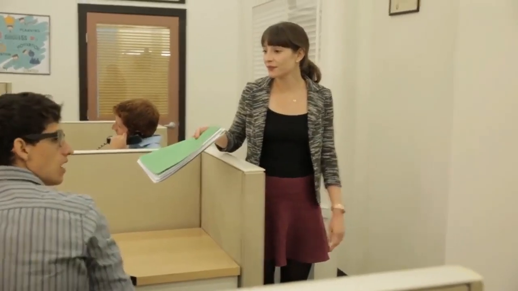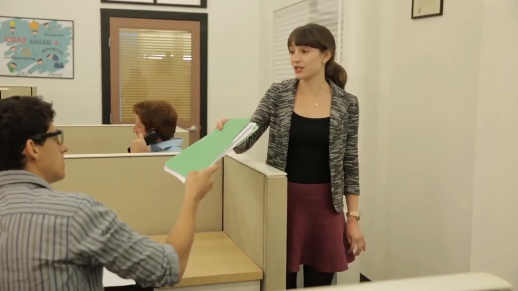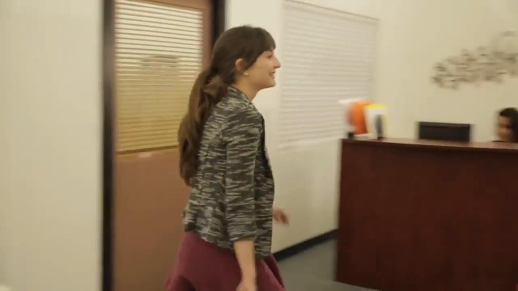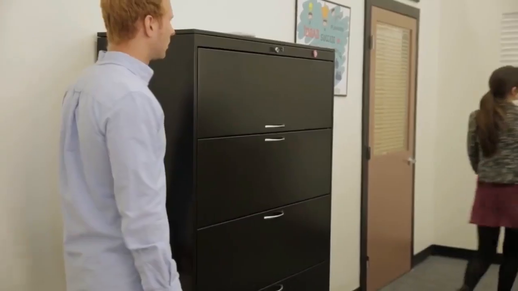Pay level is defined here as the average pay of jobs in an organization. Job structure refers to the relative pay of jobs in an organization. In discussing the consequence of pay decisions, it is useful to keep in mind that employees often evaluate their pay relative to that of other employees. Equity theory suggests that people evaluate the fairness of their situations by comparing them with those of other people. Equity theory's main implication for managing employee compensation is that their work attitudes and behavior are influenced by such comparisons.